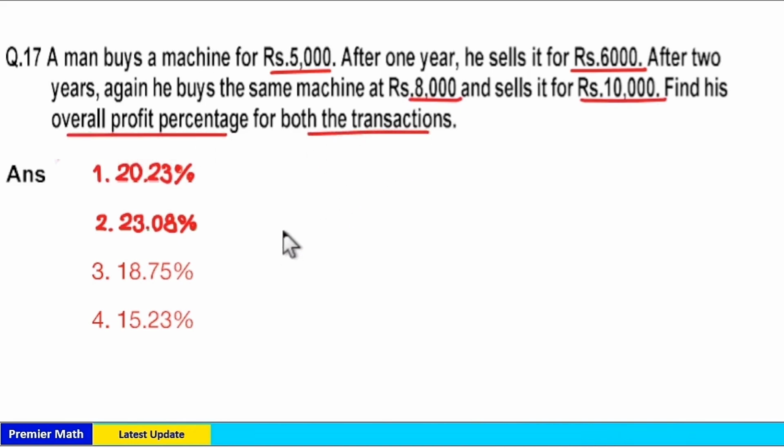Here transactions are different. So take total profit generated out of the total cost price. That is, overall profit is equal to, here profit generated is 1,000 plus 2,000, 3,000. Out of this total 13,000 cost price. So here 5 plus 8 is 13. So 13,000 is cost price. And 10 plus 6, 16. 16,000 is selling price. 16,000 minus 13,000, 3,000 is the profit generated.